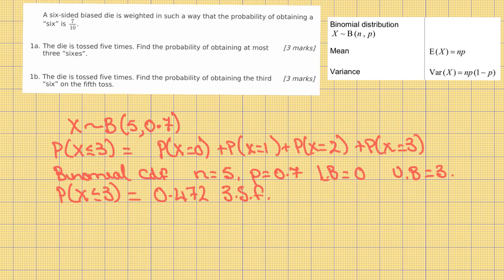So the first part, if you do it on your GDC, 2 6s out of 4 rolls gives you an answer of probability of 0.2646. Then you multiply it by 0.7 because you are certain you're going to get a 6 on the 5th roll. So that gives you a probability of 0.185, which is equal to 18.5%.